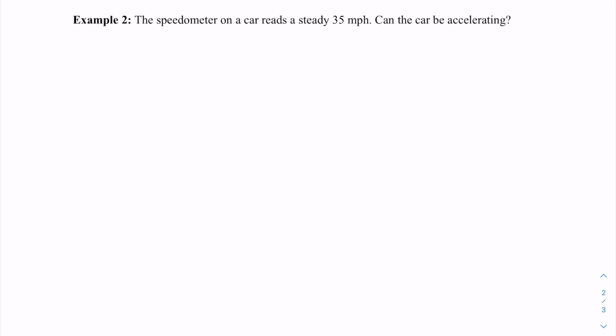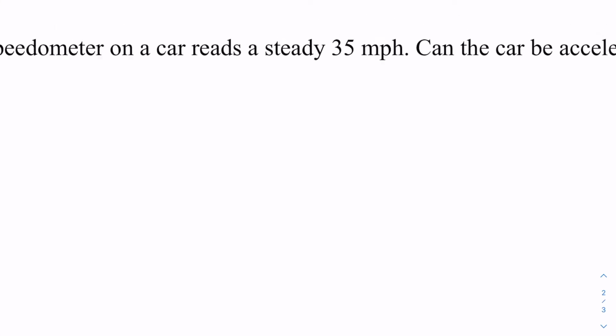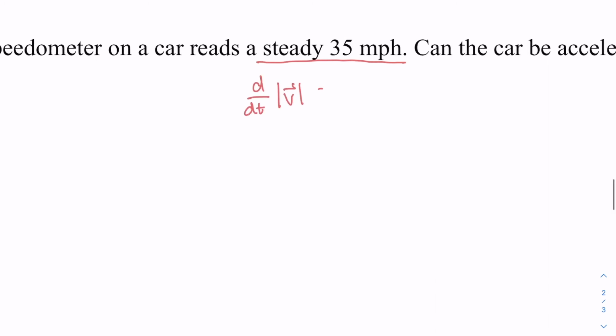So now here in example 2, we're asked more of a conceptual question, and it's asking us if the speedometer on a car reads a steady 35 miles per hour, can the car be accelerating? So this steady 35 miles per hour means the speed is not changing. So another way to write that mathematically would be the derivative of speed is equal to 0. So there's no tangent component.